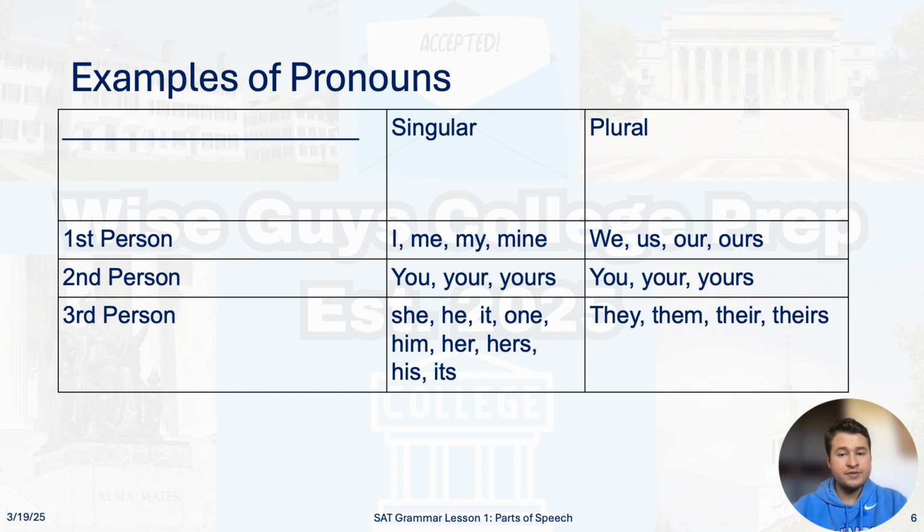Now, for third person singular, you have she, he, it, one, him, her, hers, his, its. And for third person plural, there is they, them, their, and theirs. Now we're going to notice pronouns in sentences without classifying them. In future videos, there will be more exercises on classifications, but this is quite simple. Just notice the pronoun in the sentence, okay?